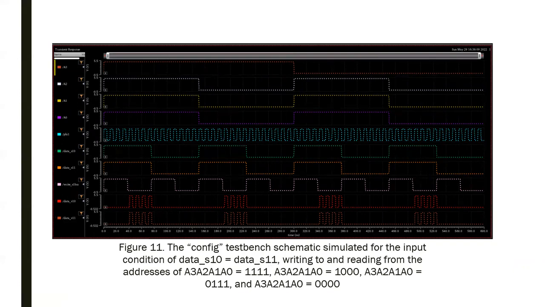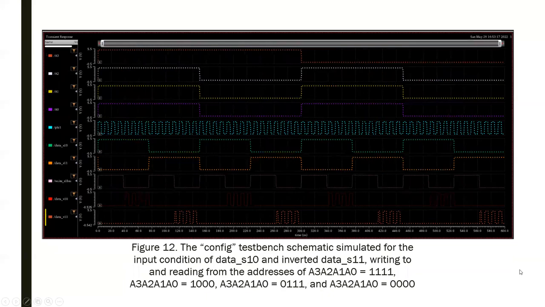And we can see that we get the same results that we have gotten from the pre-layout simulation. So this shows that our system here works correctly. And here we can see the config testbench schematic simulated for the input condition of data S10 and inverted data S11. And we can again see that these results are the same as the results we have obtained for the pre-layout simulation. So this again shows that our system works correctly here.